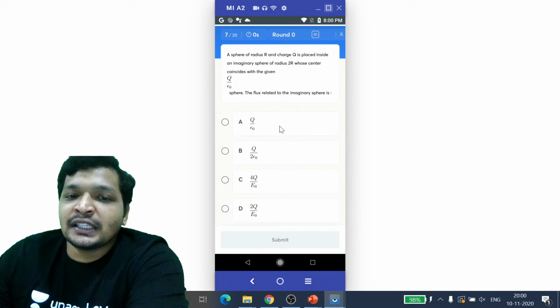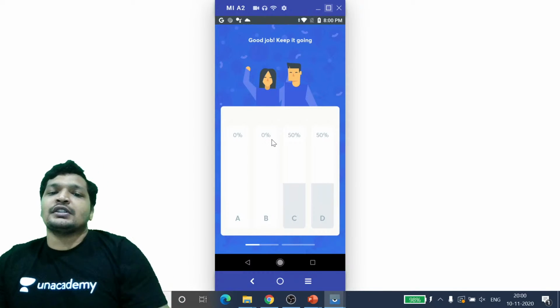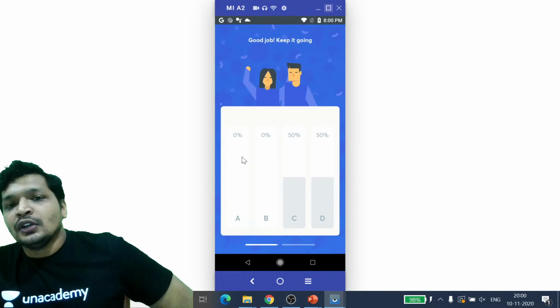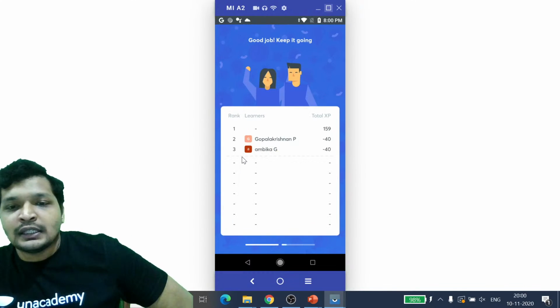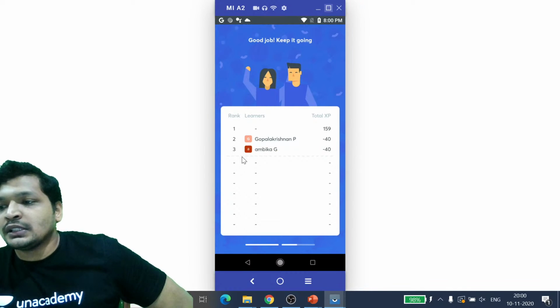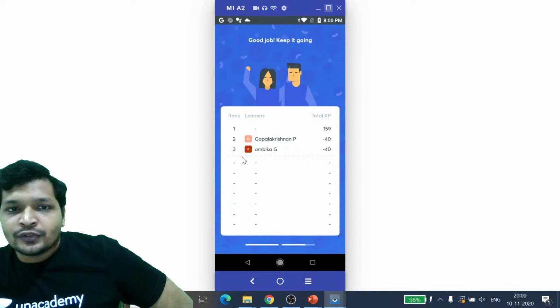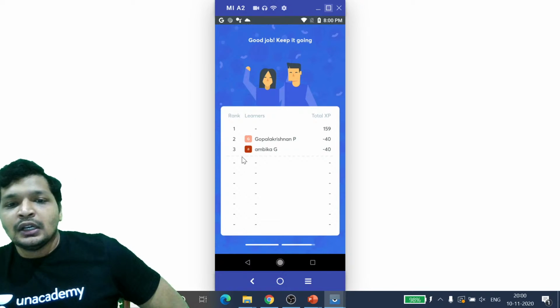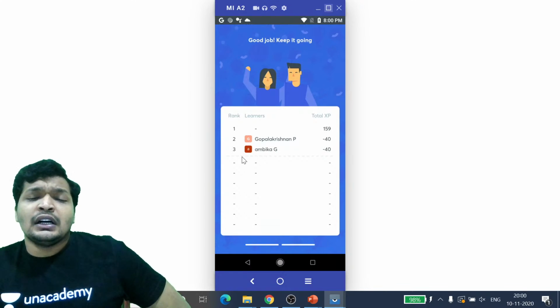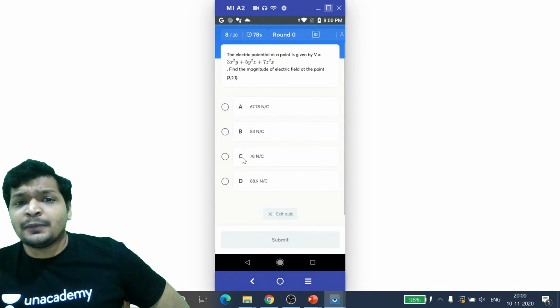But this is the basic definition of Gauss law. See, this kind of quiz trains you around the things that you want to learn for your JEE Mains. That's the beauty of the quiz. So we'll take up that dv by dx problem anyway.